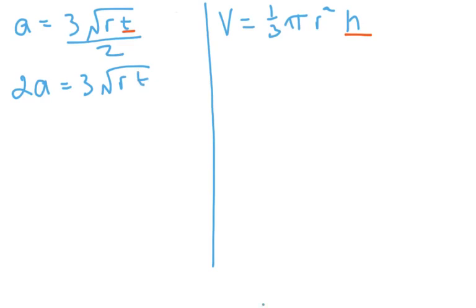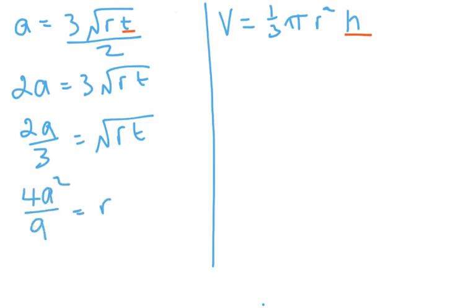I now need to divide both sides by 3 because I'm still trying to get t on its own. So 2a divided by 3 is equal to the root t. I now need to square both sides because I need to get rid of the square root. So it's going to be 4a squared over 9 is equal to t. That's my last step.